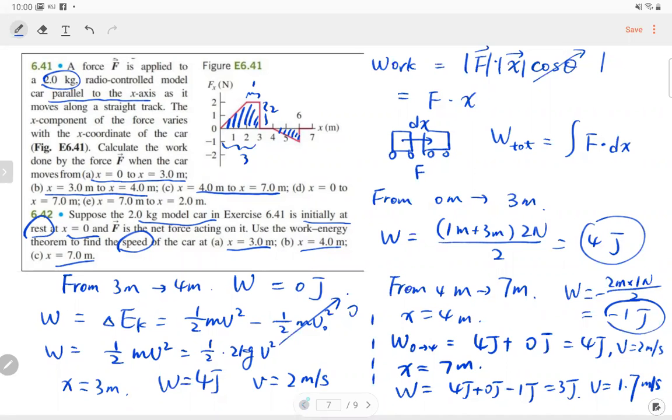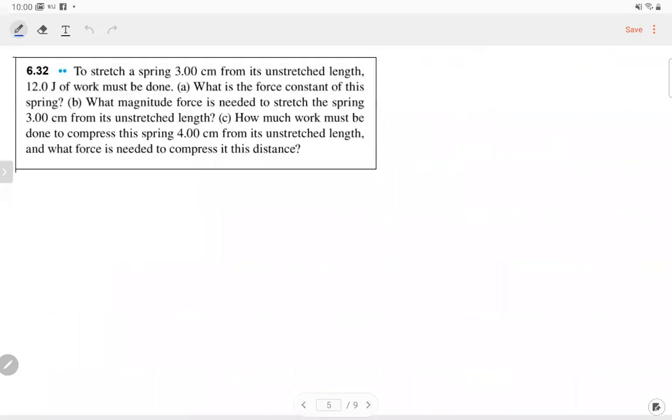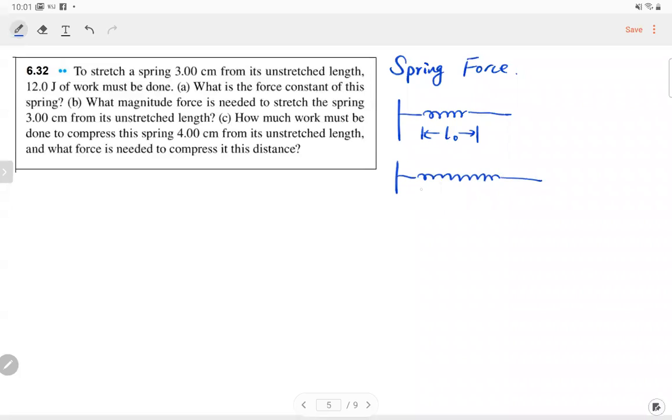Next one, go back to another question. Spring force. Spring force is different from the kinetic energy because it's very hard to define the speed of a spring, right? So let's see. If we have a spring at rest, then there's an initial length. This is the initial length. Then if we stretch it, the spring will be stretched with an extension.